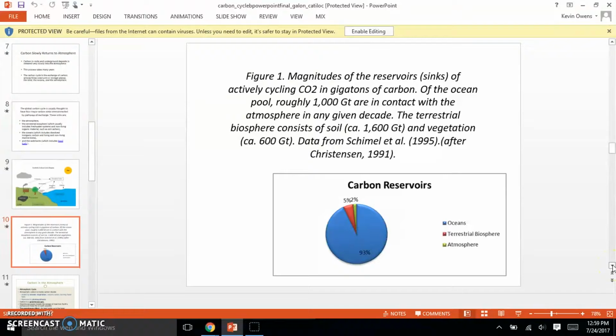Here it shows the reservoirs, the magnitudes of the reservoirs actively cycling CO2 in gigatons of carbon of the ocean pool. Roughly 1,000 gigatons are in contact with the atmosphere in any given decade. The terrestrial biosphere consists of soil and vegetation. And if you look there, the ocean is 93% of carbon reservoirs, and we don't even hardly discuss that one when we're talking about global warming and global climate change.